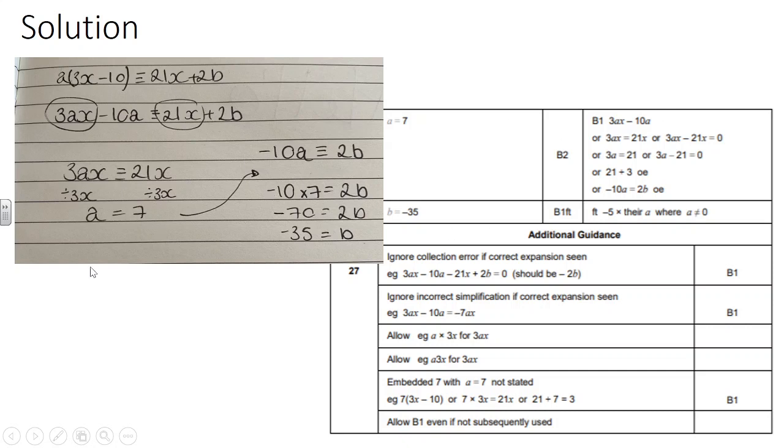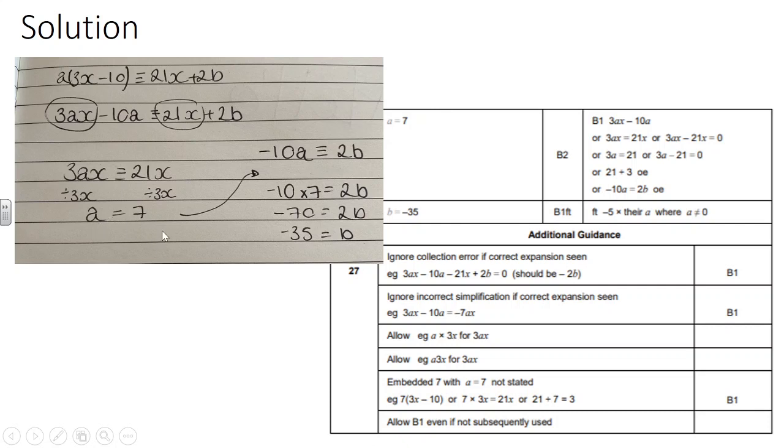So first mark, if you've correctly expanded your brackets and got 3ax minus 10a, so 3ax minus 10a is your first mark. So if you've multiplied out your brackets, you've got 1 mark. Then we can match up that the 3ax must be identical to the 21x on the right-hand side. So if we divide both sides by 3x, we get a equals 7, and that's your second mark.